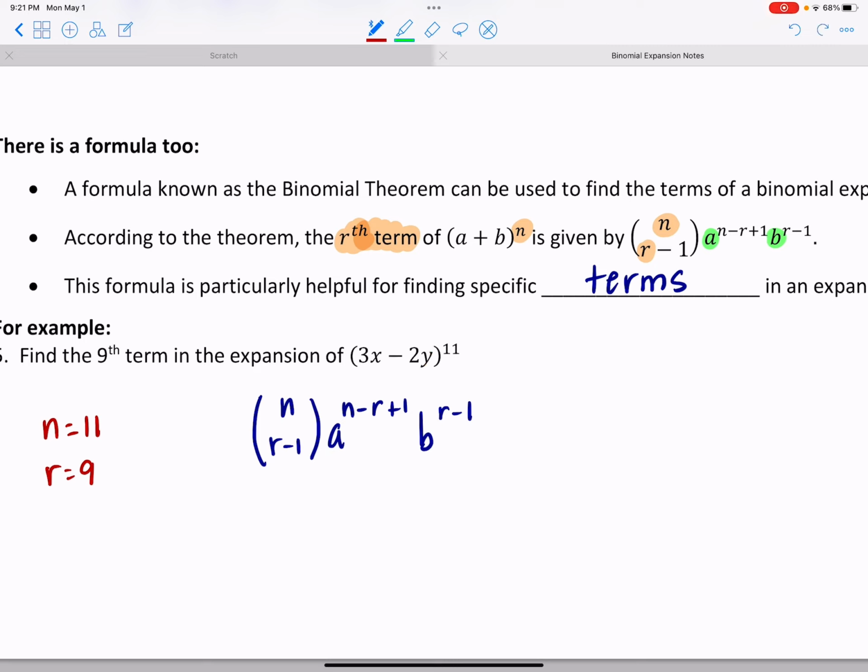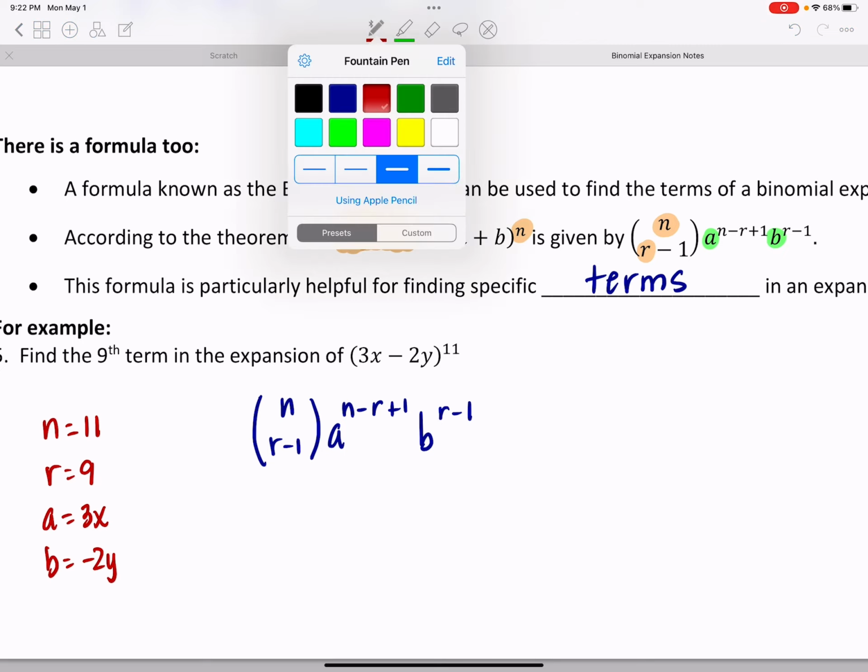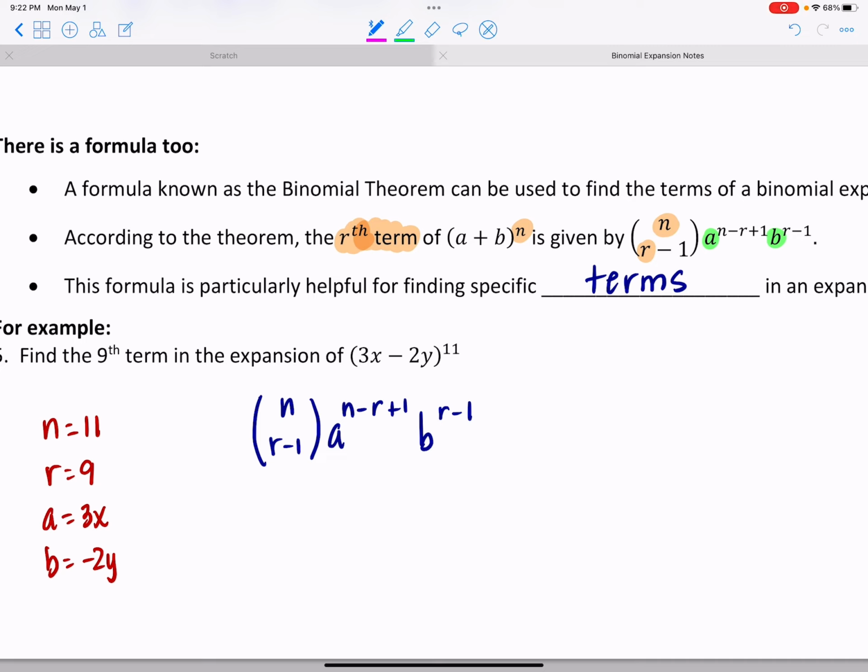So we're going to say a is 3x, and b is negative 2y. According to this formula, I can use my calculator and find the ninth term of this expansion. So n is 11, and then r minus 1 would be 9 minus 1. Then we multiply by a, which is 3x, raised to the n minus r plus 1 power, so 11 minus 9 plus 1, and then b is negative 2y, raised to the r minus 1 power, so 9 minus 1.